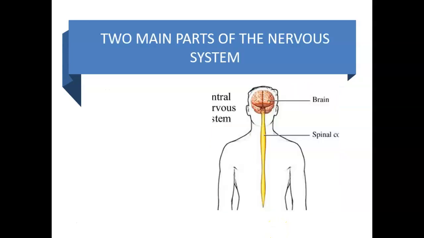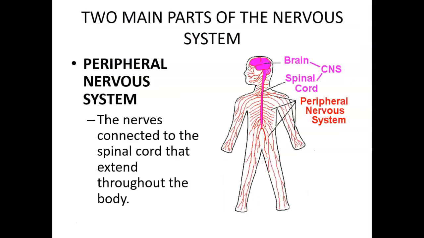The two main parts of the nervous system are the central nervous system, which consists of the brain and the spinal cord, and the peripheral nervous system, which consists of the nerves connected to the spinal cord that extend throughout the body. So all those nerves are coming out from the spinal cord and going to the rest of the body, or that periphery, which is why we call it peripheral.